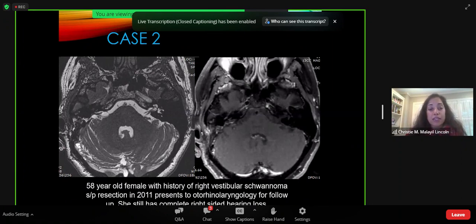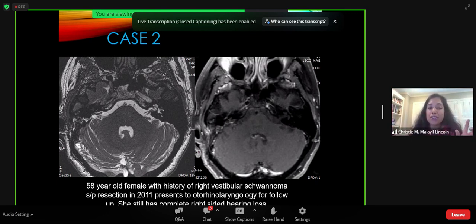Okay, so the next case is a 58-year-old female with a history of right vestibular schwannoma resection in 2011. She presents to ENT for follow-up, and she still complains of right-sided hearing loss. So if you actually look, this is an axial T2 image on the left, and then a post-contrast T1 image on the right. And if you actually look at the anatomy, you can see the cerebellar pontine angle cistern symmetrically on both sides. And then you see the internal auditory canal on the left, on the patient's left.